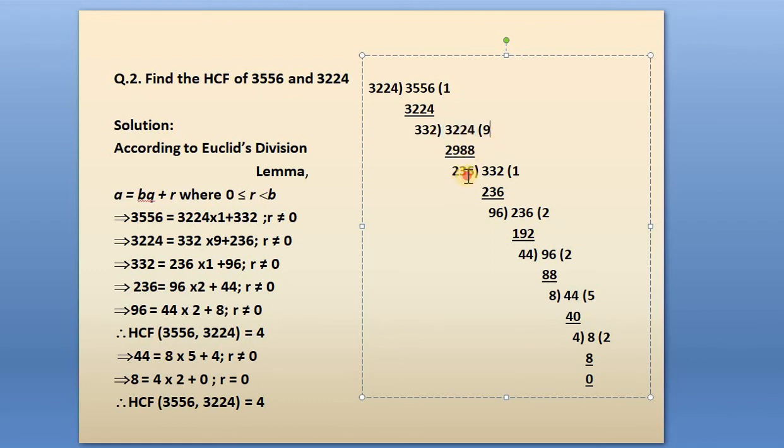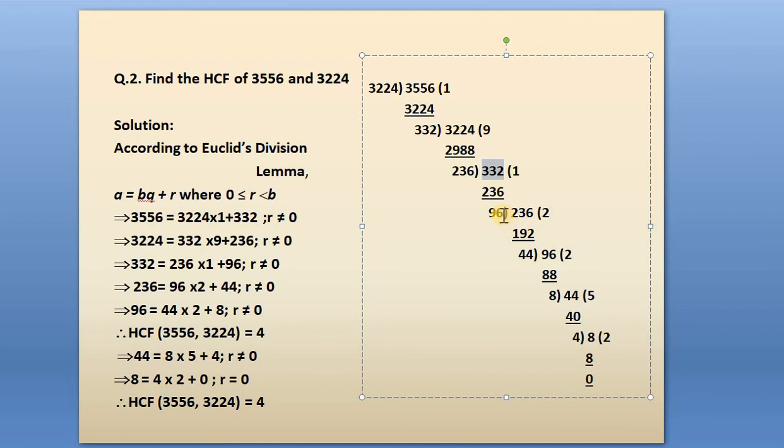Quotient is 9, remainder is 236. Again, remainder is not 0. So that will become the new divisor. And what was the previous case divisor? That will become the dividend now. Now 332 divided by 236. That is 1 quotient and remainder is 96. Since remainder is not 0, we have to continue it.